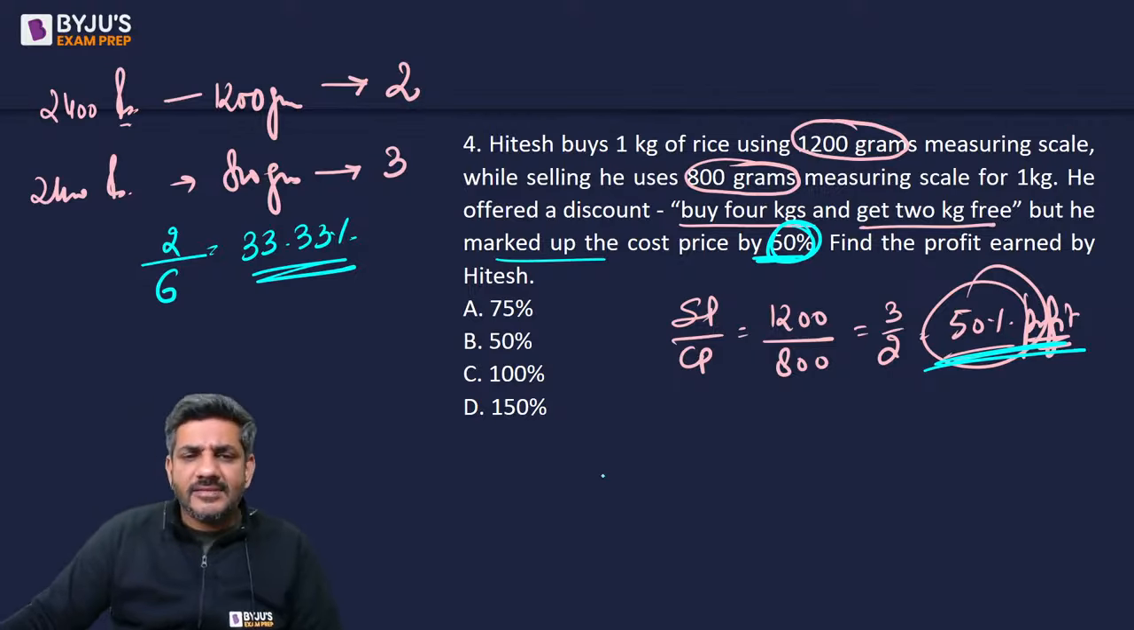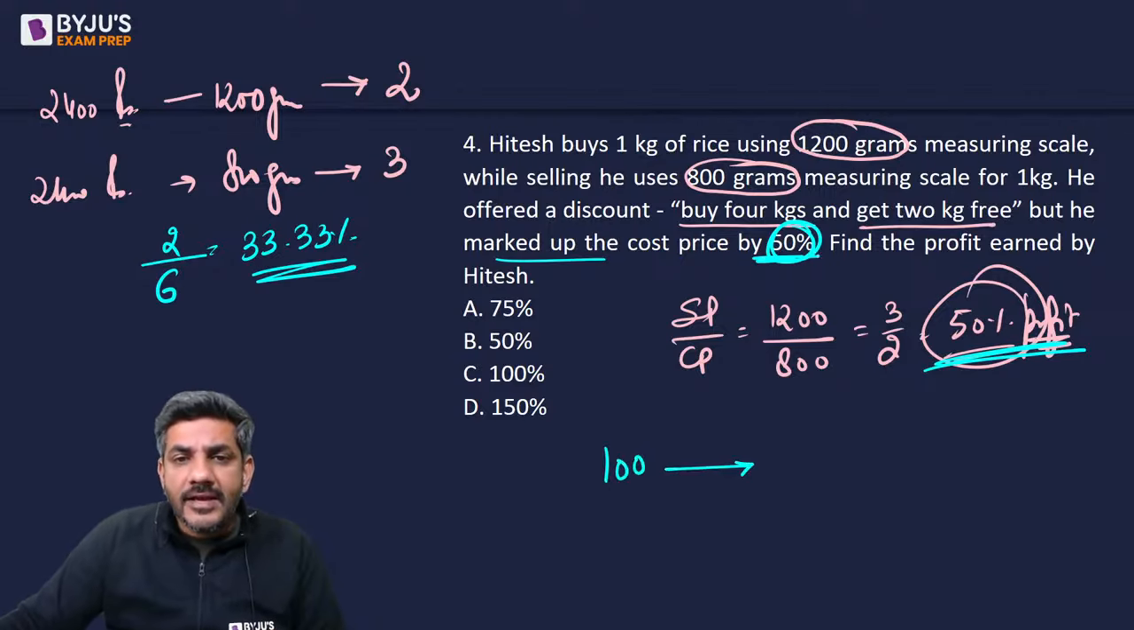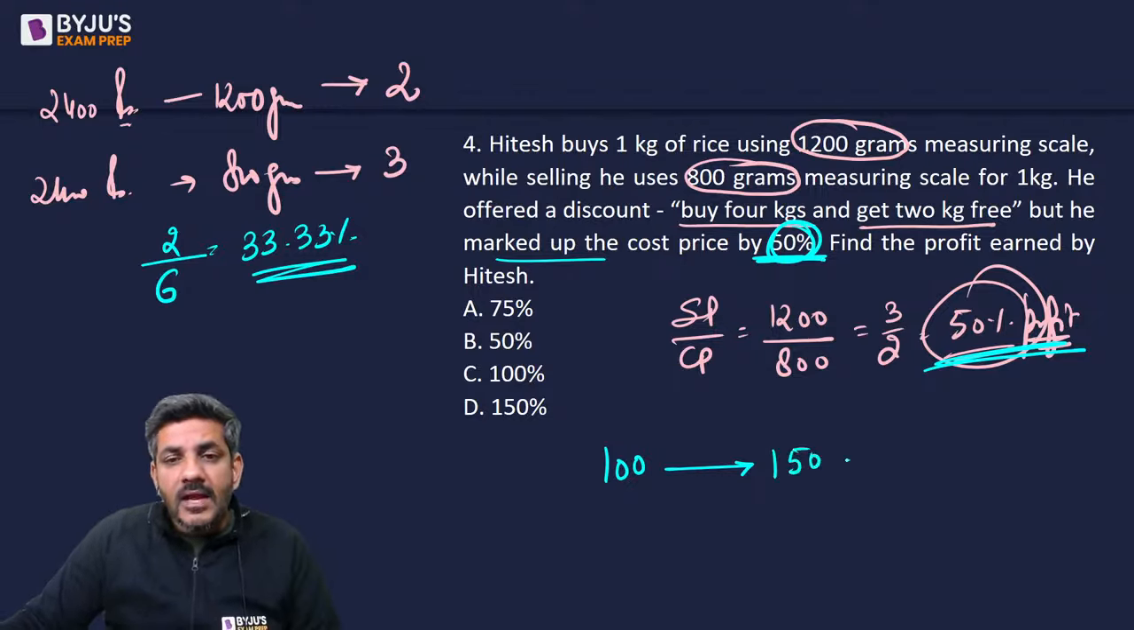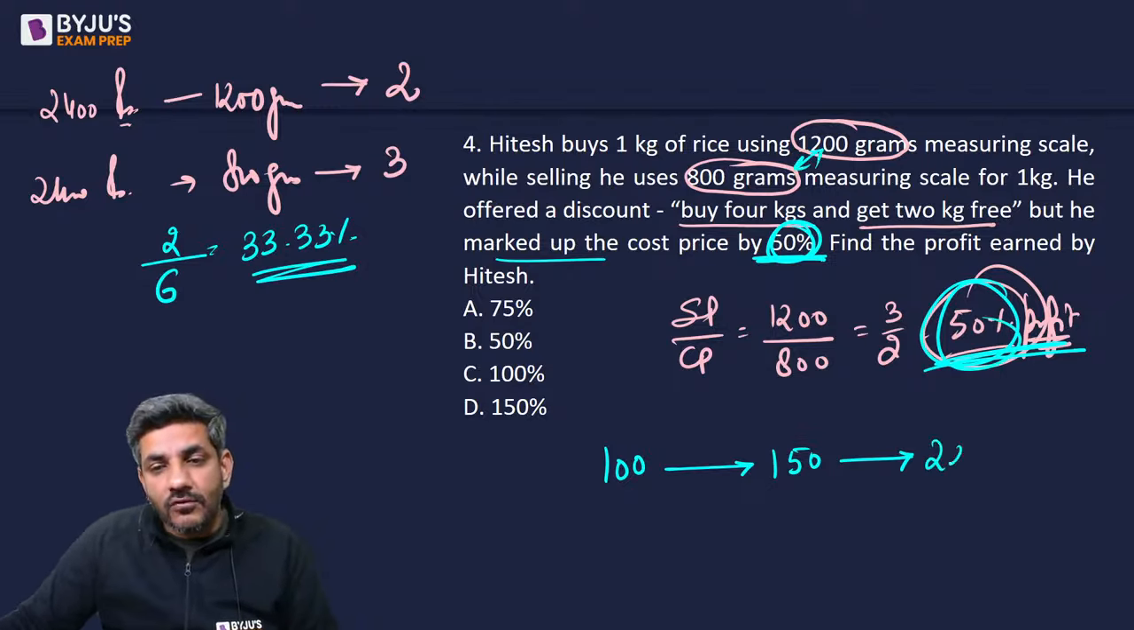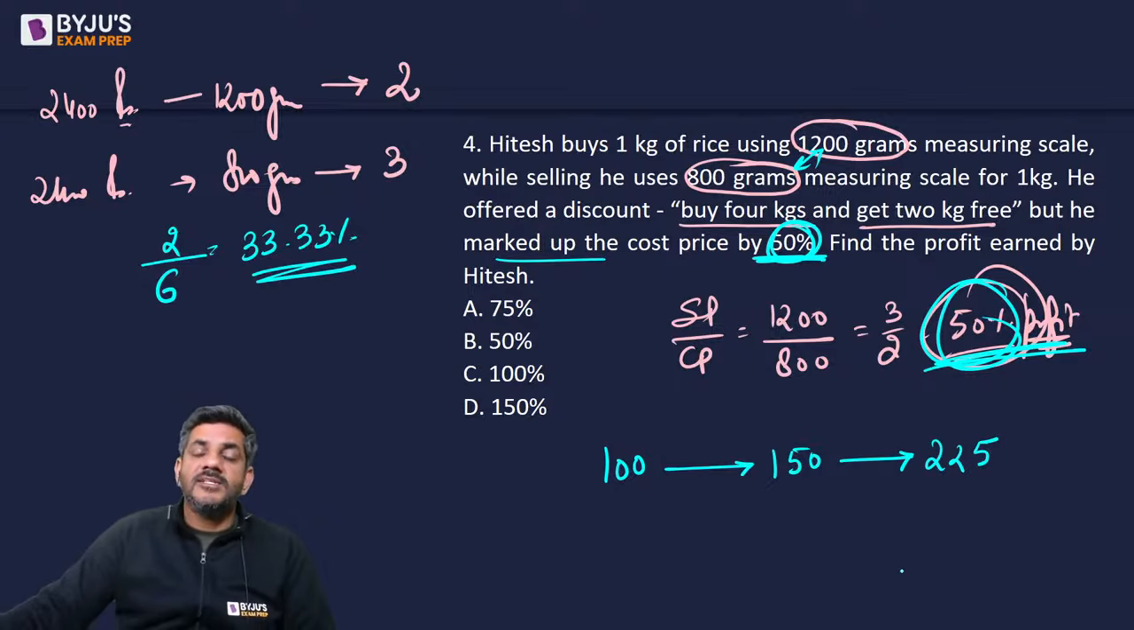So let me just take an example. Let us say something was of 100 rupees. First of all, he increases the price by 50%, तो ये 150 हो जाएगा. And then he again increased it by 50%, using this scale means increasing the price by 50%, तो वो फिर 225 हो गया 50% से बढ़ के.